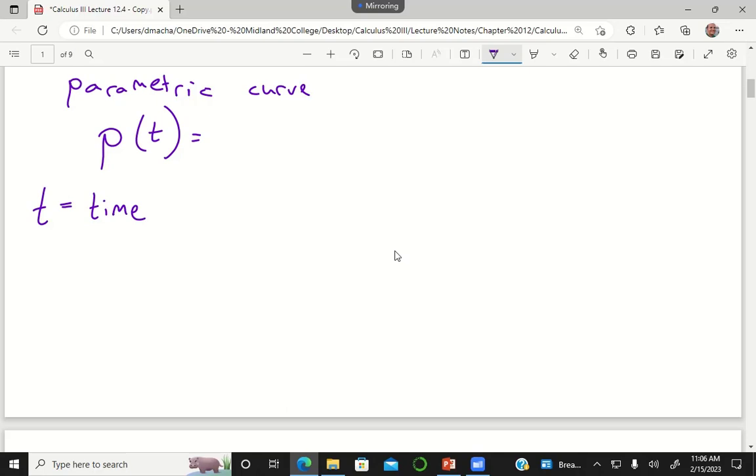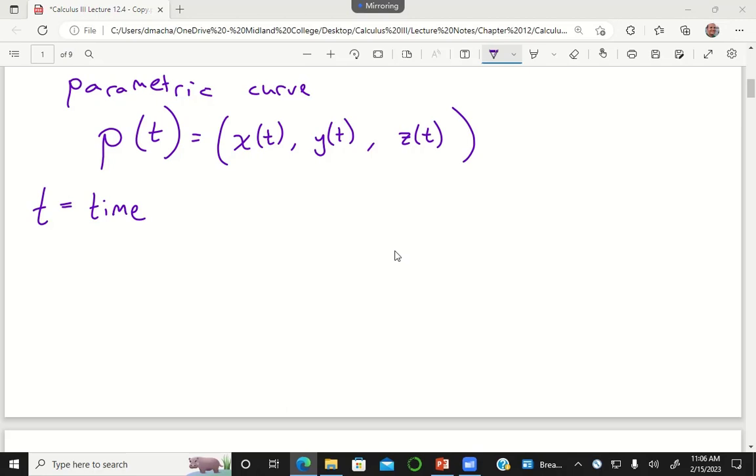And so this equation, where my x coordinate is a function of t, my y coordinate is a function of t, and my z coordinate is a function of t, is telling me the position of the object in space at any given time. So it's telling me all the information I need to know about the path and how the object traveled along the path over time.